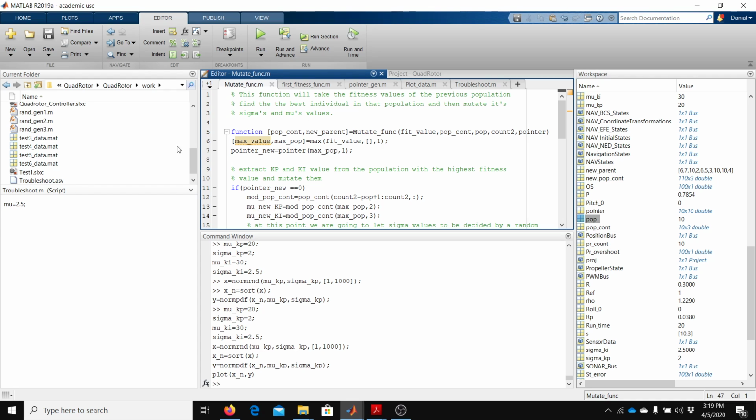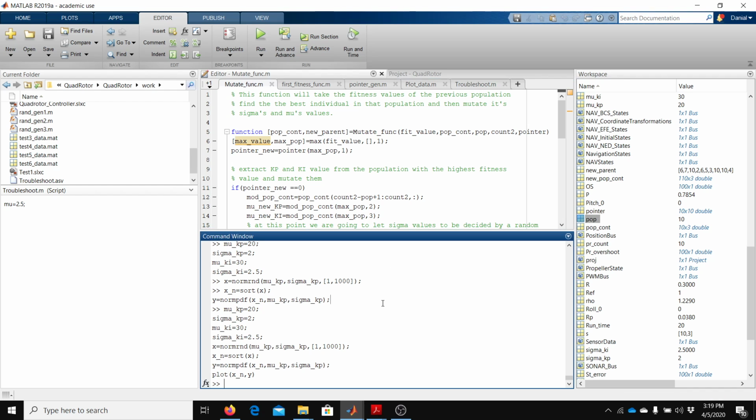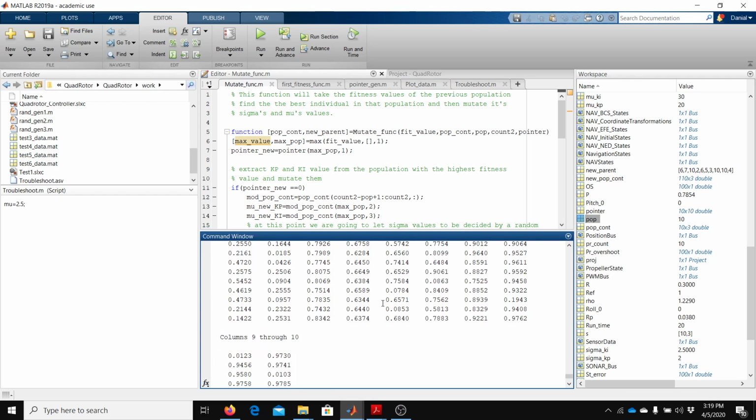This mutate function has gone through a lot of iterations. You can see a lot of comments that I've added, and these comments were basically how I went through my observations and what I found out was correct or not. So right now I will go through some of the mutation parts.